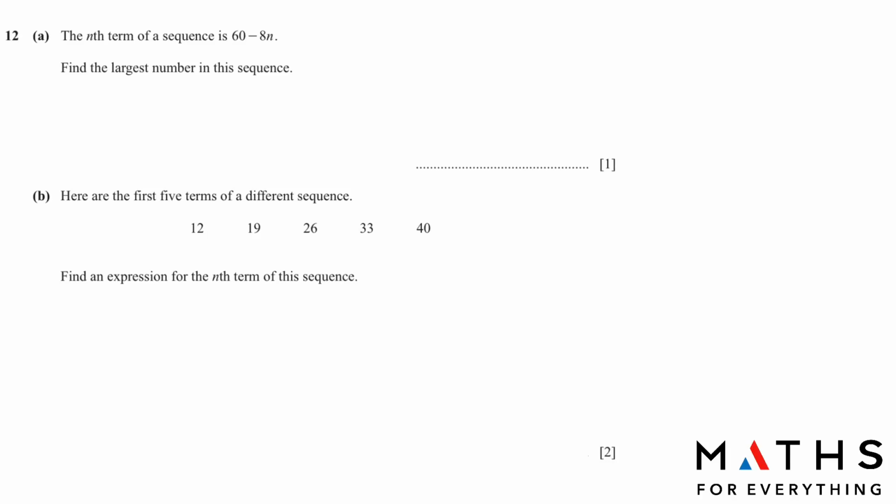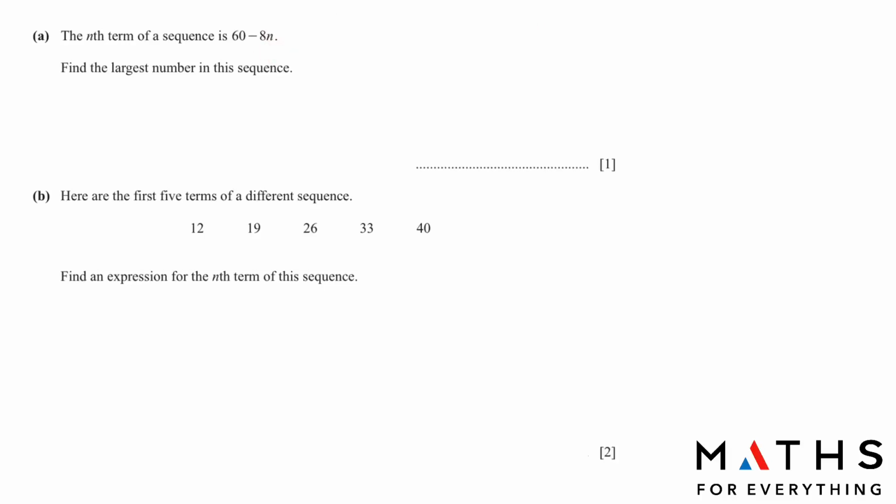Question number 12 is a sequence question. The nth term of a sequence is 16n minus 8n squared. Find the largest number in this sequence. n is the position of the term. So we start with 1, right? The first term will be the first position, then the second, third, fourth.